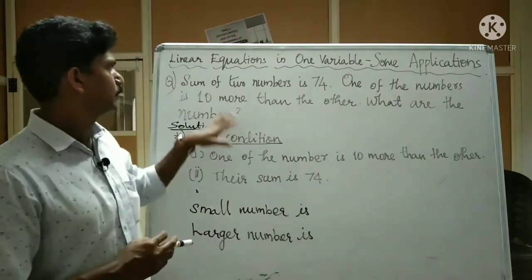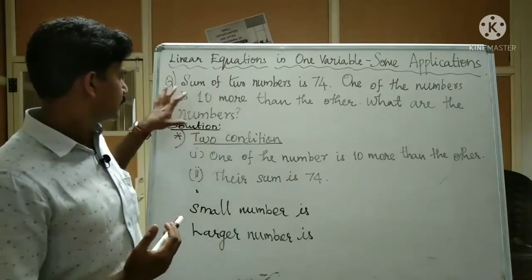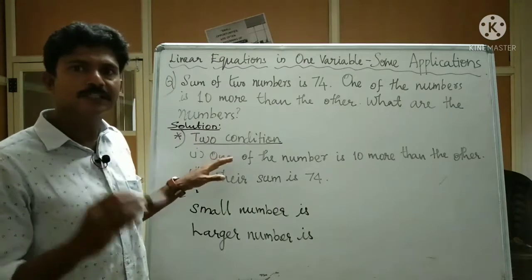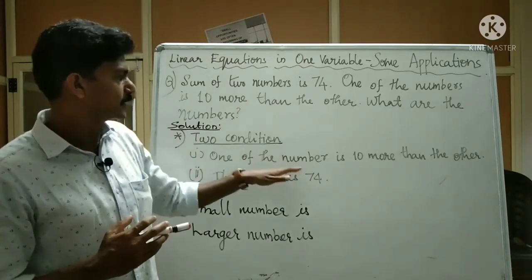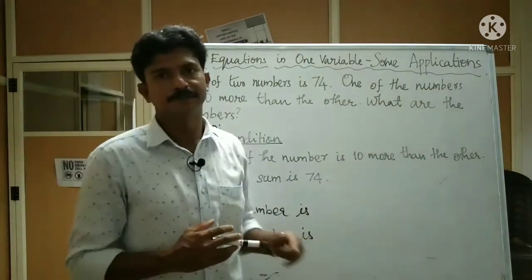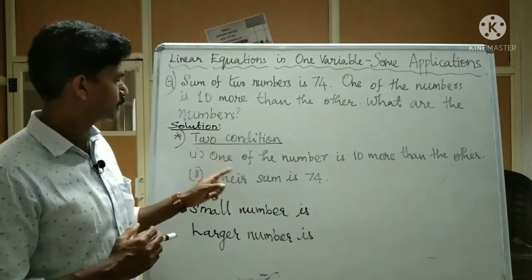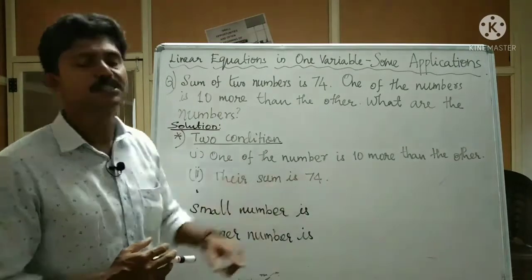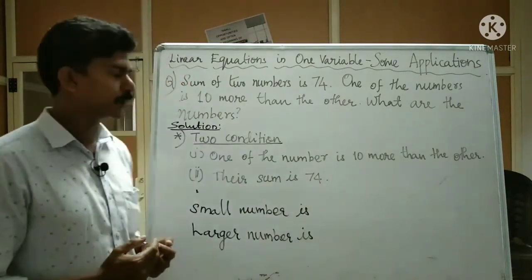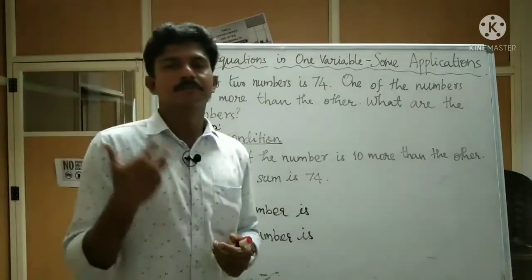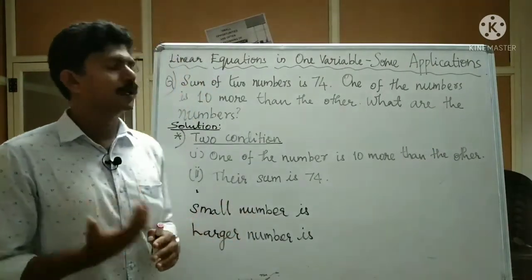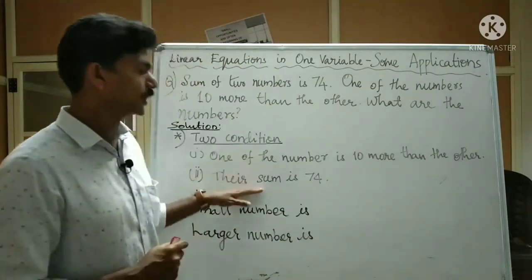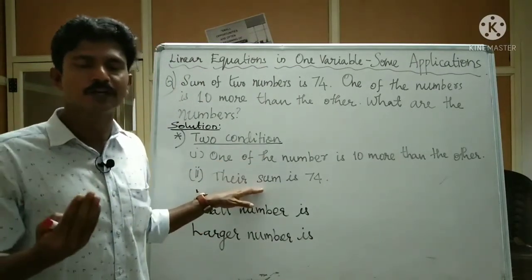Let us understand the question. It has two conditions. First condition is, one of the numbers is 10 more than the other. The second one is, their sum is 74. Now, to solve this puzzle, we have to bring one linear equation from these two conditions.